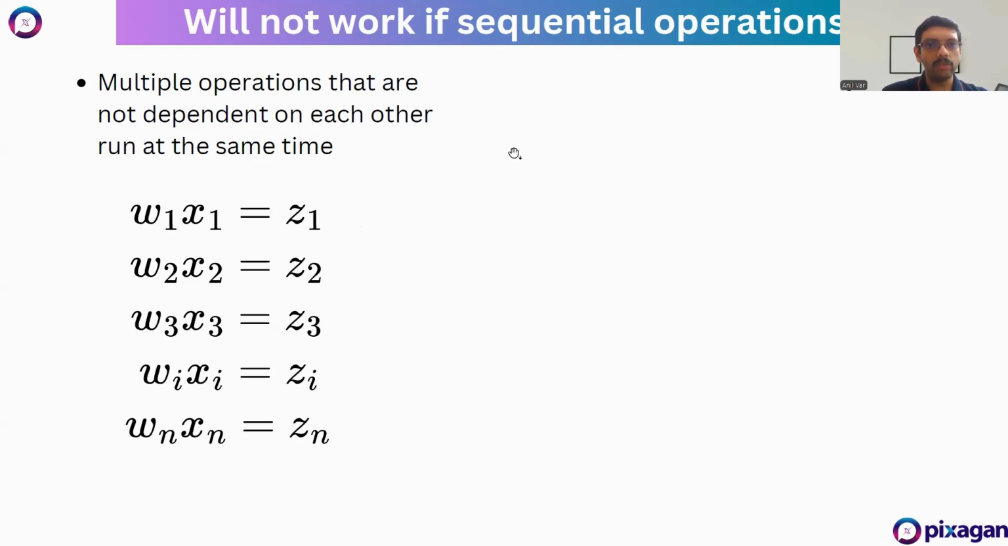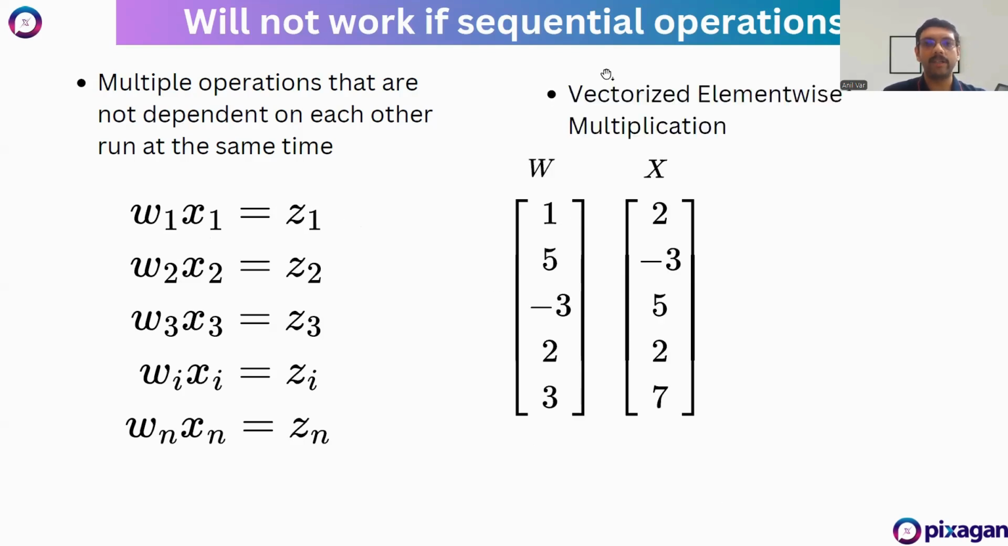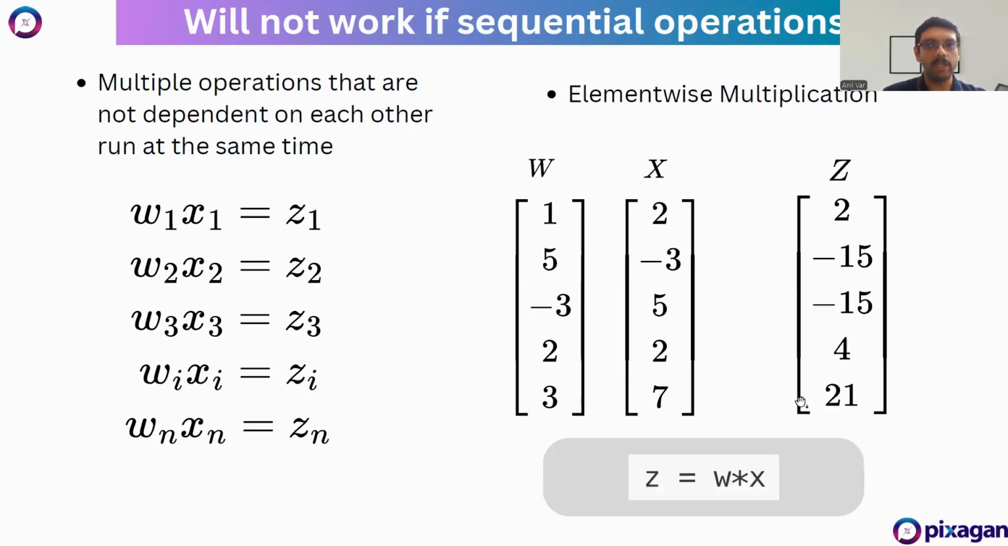So now when you make a couple of vectors or column matrices, and you use the NumPy operation to get Z, in this case it's just element-wise multiplication, which means this times this, times this, times this, and so on. You can just vectorize it. And because there's no dependence on each other, the vectorization works.